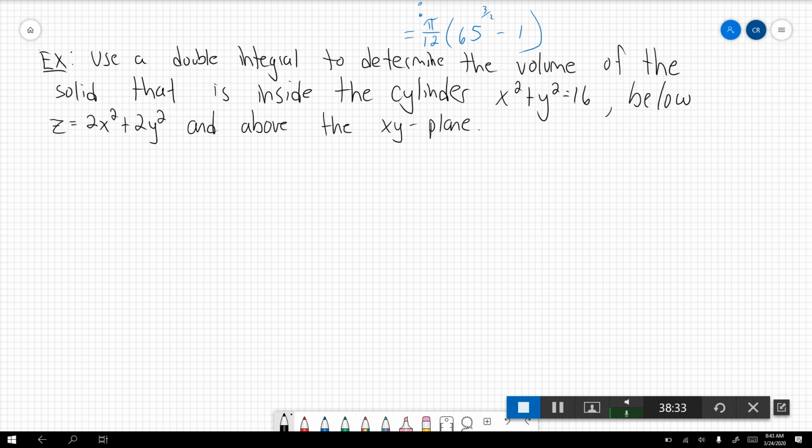Wow, so we got a lot going on here. It says use a double integral to determine the volume of the solid that is inside of the cylinder. So we want some volume that's inside of this cylinder, but below this particular paraboloid, which is z is equal to 2x squared plus 2y squared, and above the xy plane. Wow, awesome. So I want you to try to envision that just for a quick second. Try to determine what it is that we're actually looking at here. Alright, so now that you've tried to envision this, let's see if we can go through and extract what we're looking at.